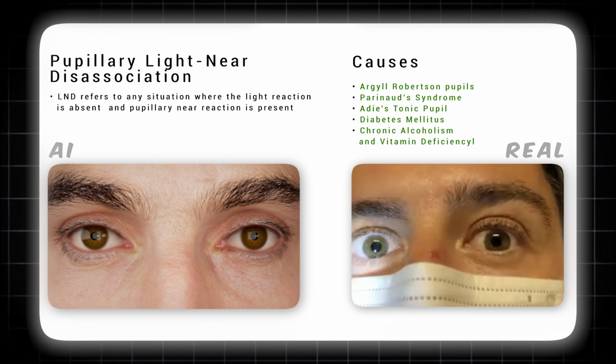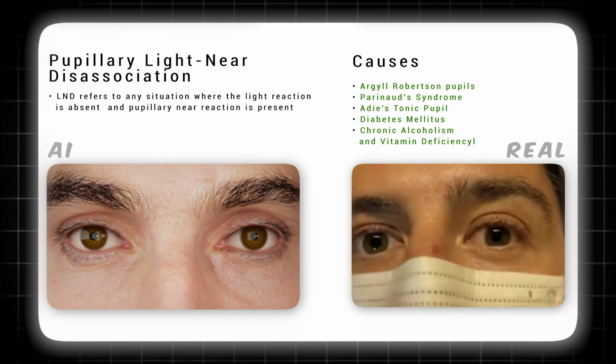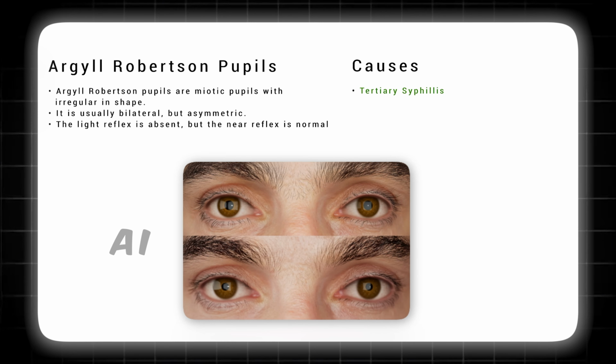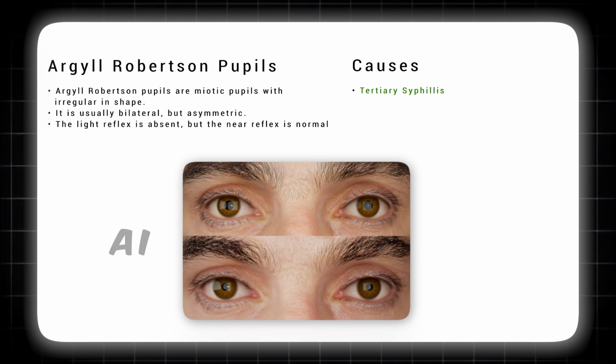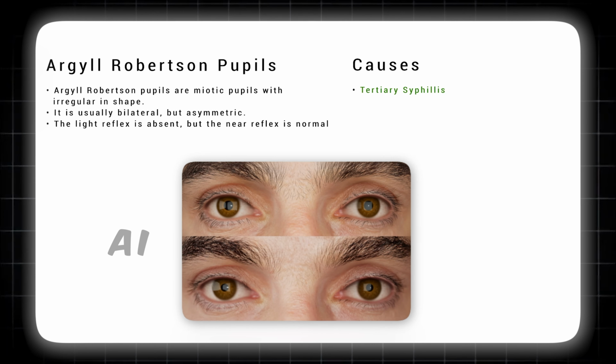Here, the pupillary light reflex is absent, but the near reflex is preserved, meaning accommodation is preserved. Argyll Robertson pupil is named after Robertson. The patient will have miotic pupils with an irregular shape, or contracted pupils, which are usually caused by tertiary syphilis.